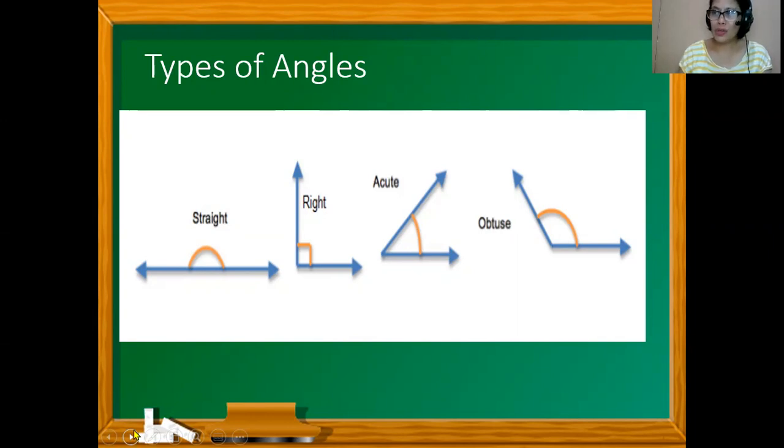An angle measuring between 0 and 90, less than 90 rather, is an acute angle, while an angle measuring exactly 90 is a right angle. An angle measuring more than 90 but less than 180 is an obtuse angle, and an angle of exactly 180 is a straight angle.